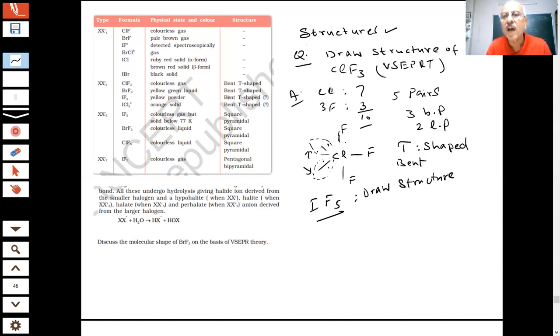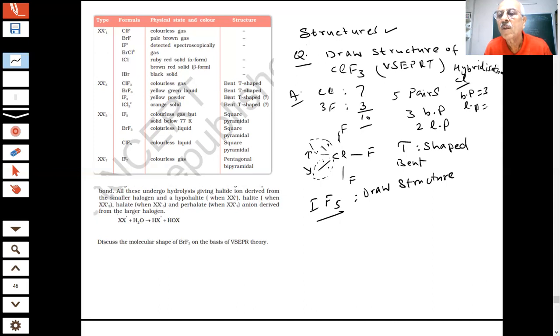If I would have used the hybridization again, what would be the story? If I have to find the hybridization of this, I can answer the question in many ways. What will be the hybridization of ClF3, students? Bond pairs, how many? Three. 3 bond pairs. Lone pairs, how many?